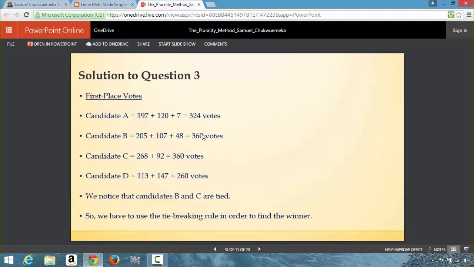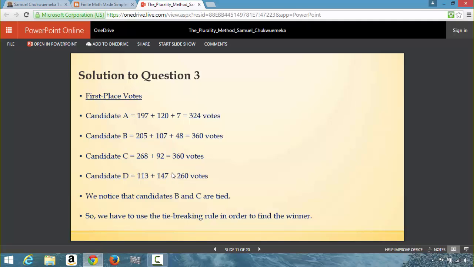So when you do that, you have this. We see that B and C are tied, and they are tied for the most first place votes. Once we get B and C, the next person will be A, and the last person will be D. So we need to fix this problem. B and C are tied, so we have to do a head-to-head comparison, or pairwise comparison.